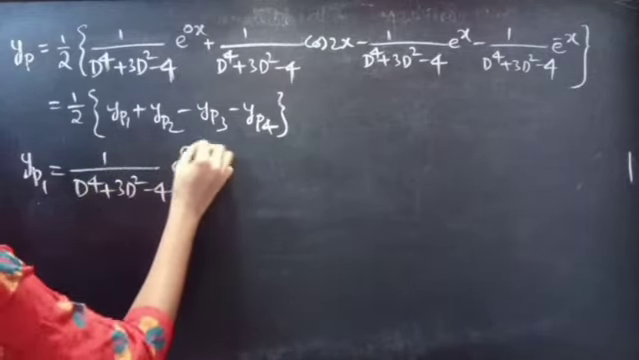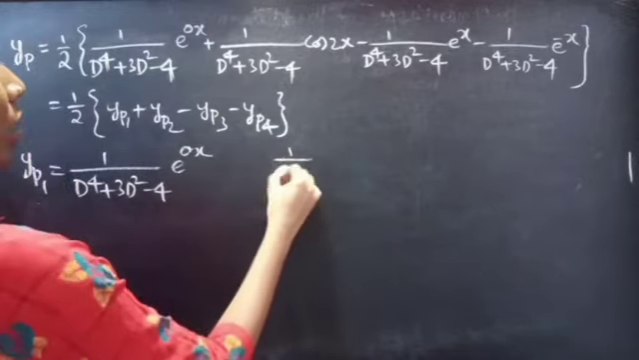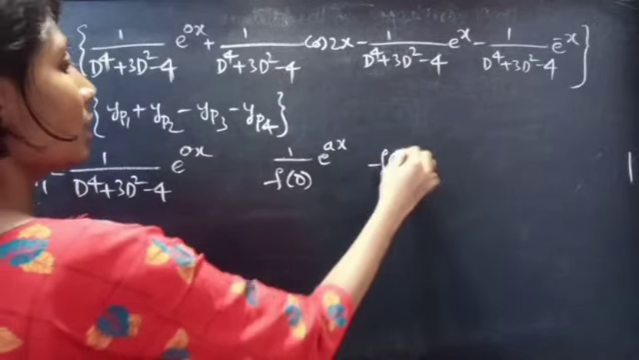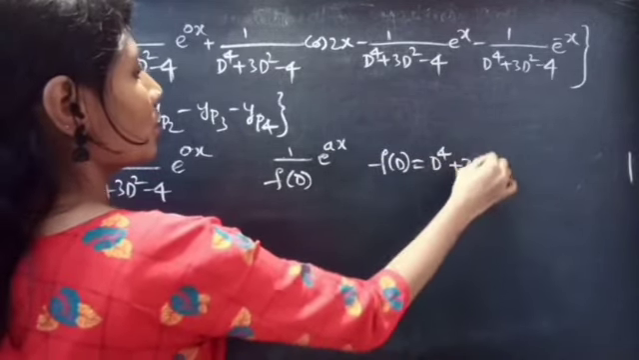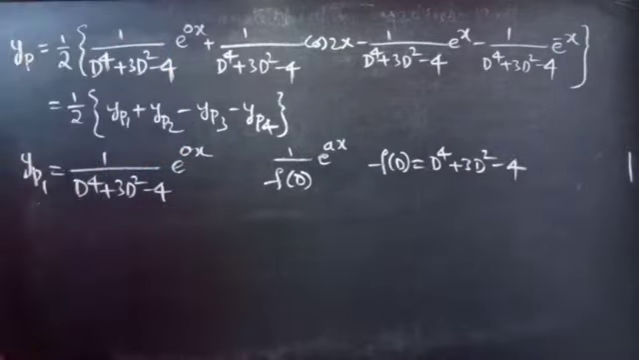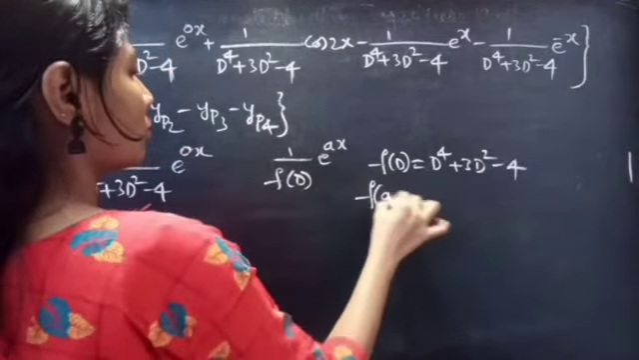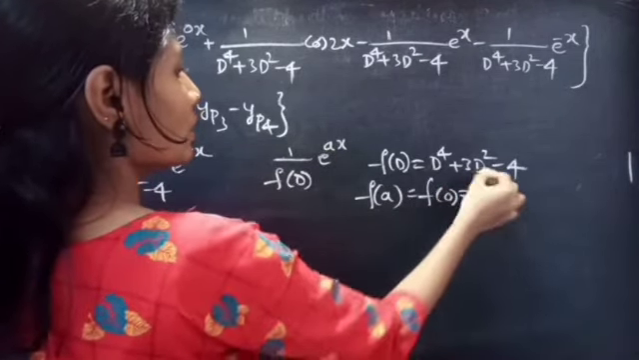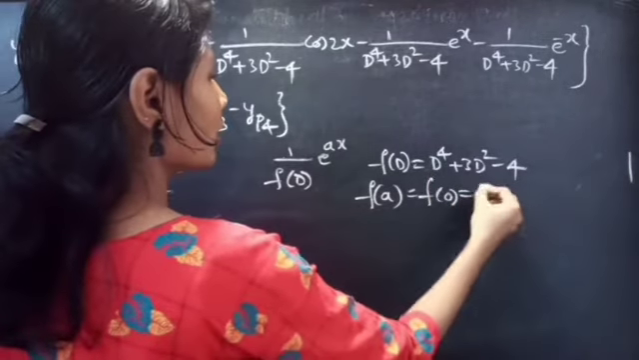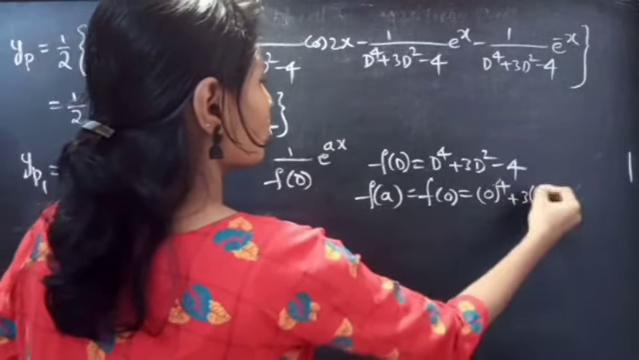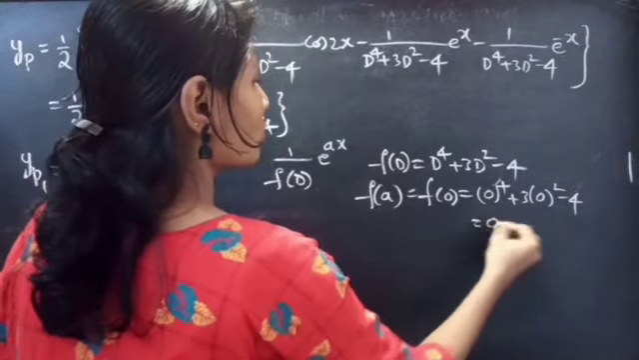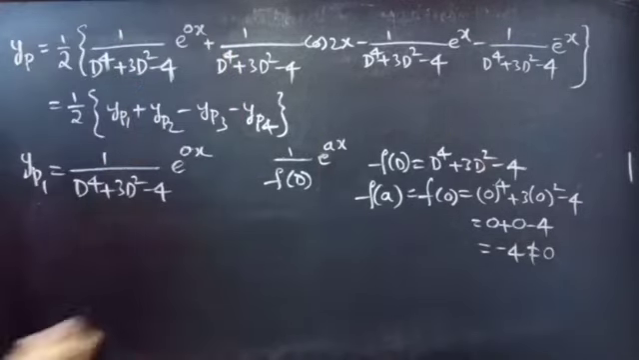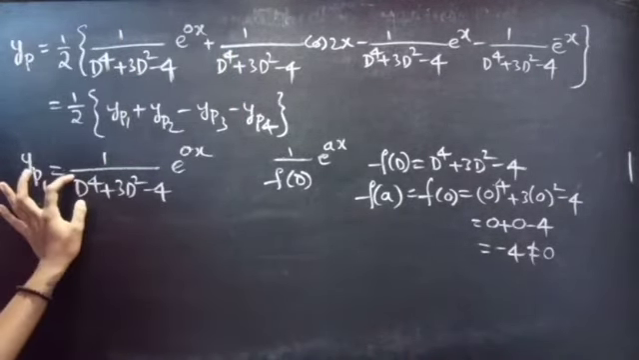into e power 0x. So this is of the 1 by f of d into e power ax form. We have f of d as d power 4 plus 3d square minus 4. Now let's find f of a. For a equals 0, we need to find f of 0, which is equal to, replace d by 0, then you get 0 power 4 plus 3 into 0 square minus 4, equals 0 plus 0 minus 4, which is equal to minus 4, which is not equal to 0. Always remember that the denominator must be non-zero, right?